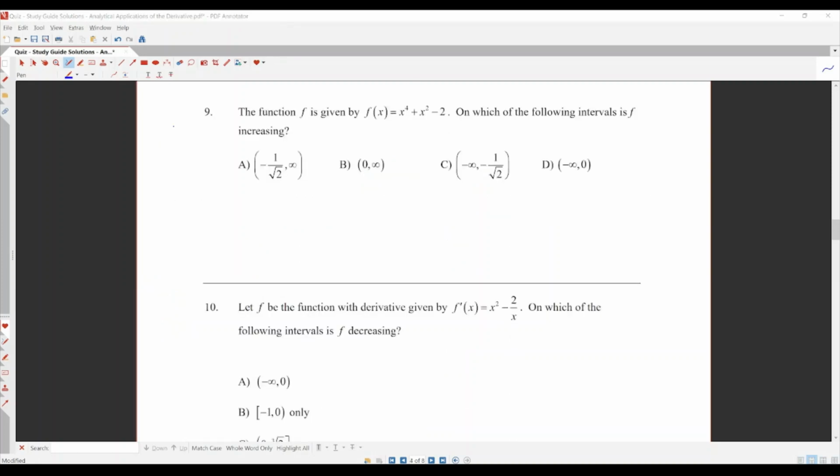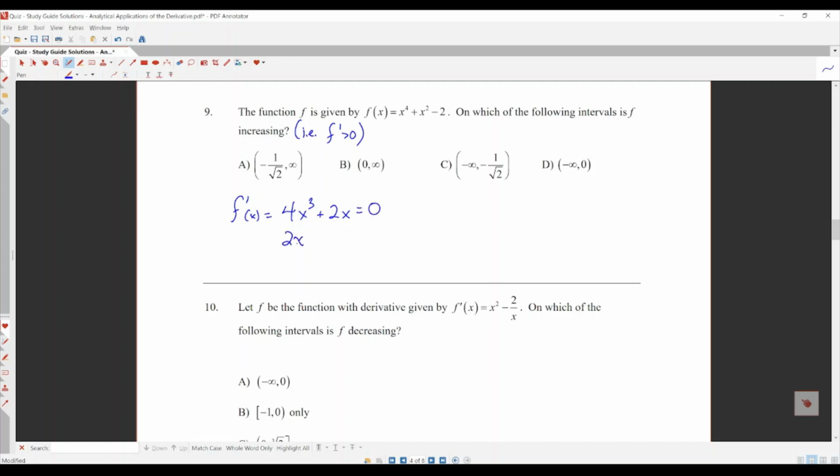Number 9, the function f is given by f of x equals x to the fourth plus x squared minus 2. On which of the following intervals is f increasing, which means, that is to say, f prime is positive. So we're going to start with f prime of x. That's 4x cubed plus 2x. And so we're going to find out where that's 0 to find our critical numbers.